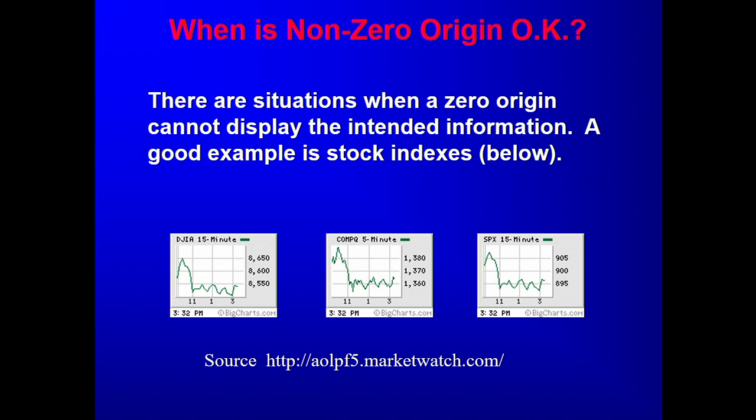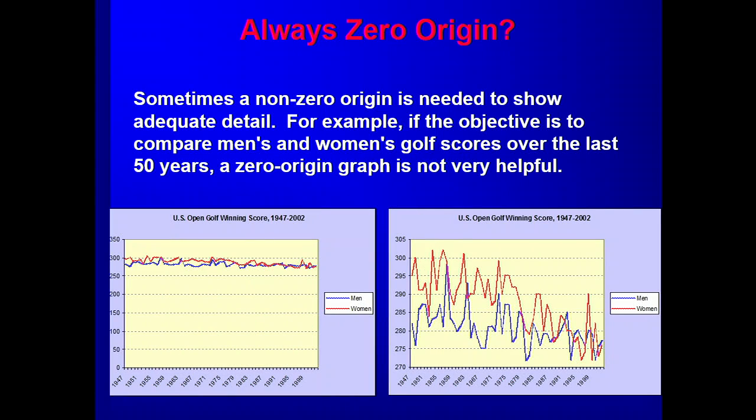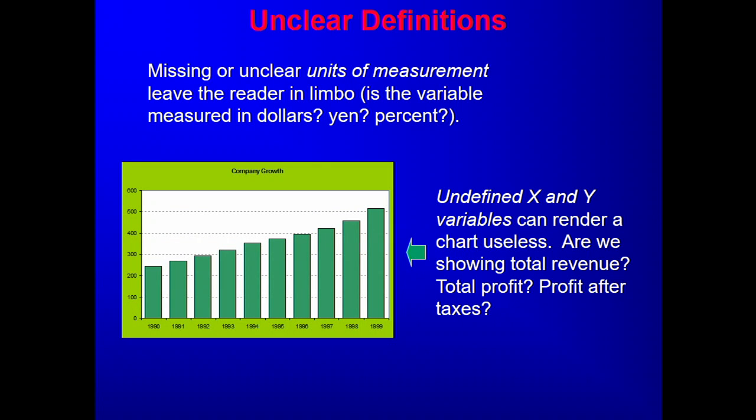Now, a non-zero origin is one way to mislead. But it doesn't always make sense to use a zero origin in things like this. This is the U.S. golf winning score for men and women since 1947. If we use a zero origin, it kind of screws everything up. You can't see the difference. So this one, it's okay to use a non-zero origin, so we can really see the differences by year. Okay, but not always is it okay.